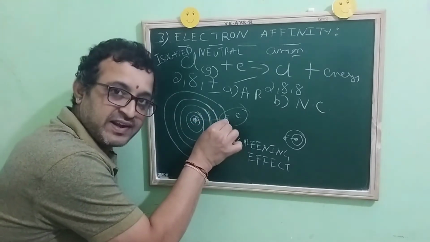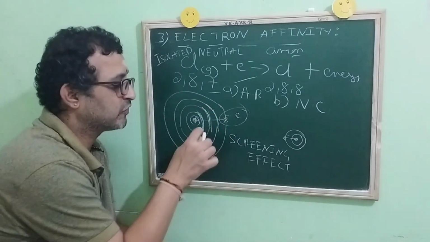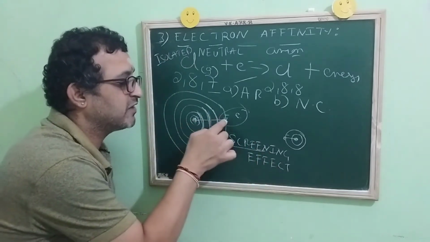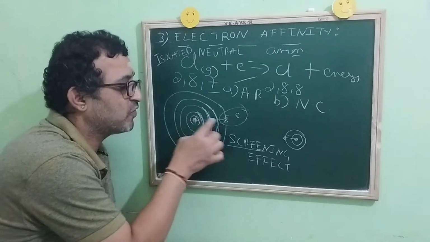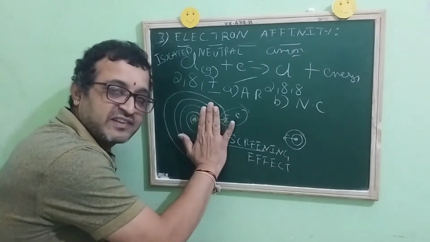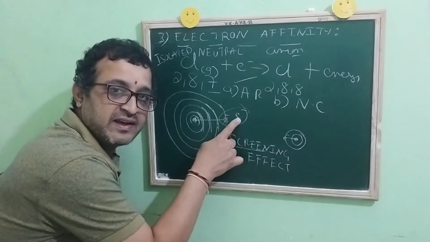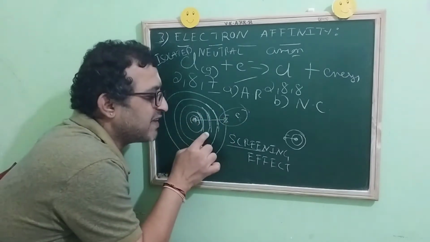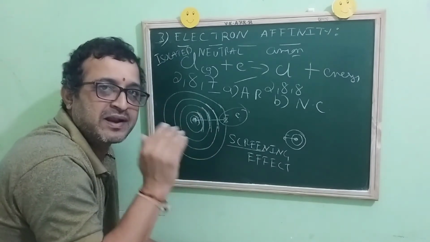outermost electron, and this is the electrons of what? Inner shells. So these are acting as a what? Screen between the nucleus and the outermost electron. See, three screens are decreasing the force of attraction. So because of this screening effect, the attraction between this and the electron will be less. So this atom will not accept the electron readily.